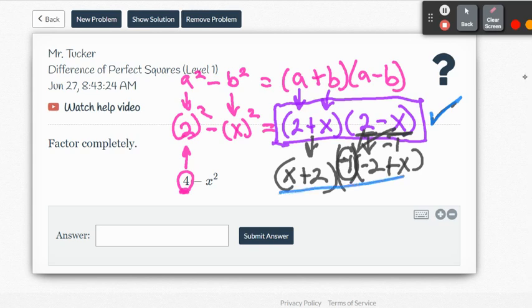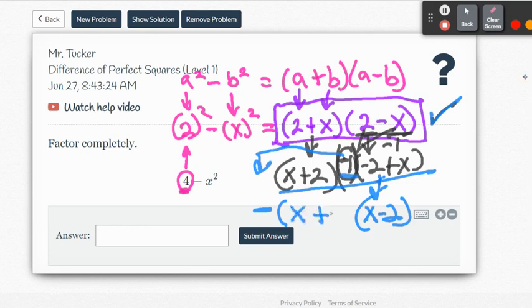Sometimes we will have to rearrange it though. So here, now that it's a plus sign, we can rearrange this to be x minus 2. This negative sign I would put out in front of everything and just make it a negative 1, but you don't have to write the 1, parentheses x plus 2 times x minus 2.